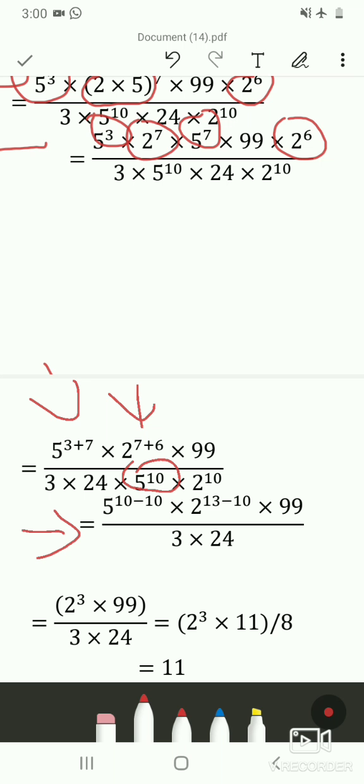So here in the denominator you can see there's another 5 raised to 10. So you can use the law a raised to m upon a raised to n, which can be written as a raised to m minus n. So we'll get it as 5 raised to 10 minus 10. So similarly we'll get it as, this term is nothing but 2 raised to 13, and this is 2 raised to 10. So we'll get it as 2 raised to 13 minus 10 into 99 whole divided by, so these two terms are done, so you are remaining with 3 into 24.